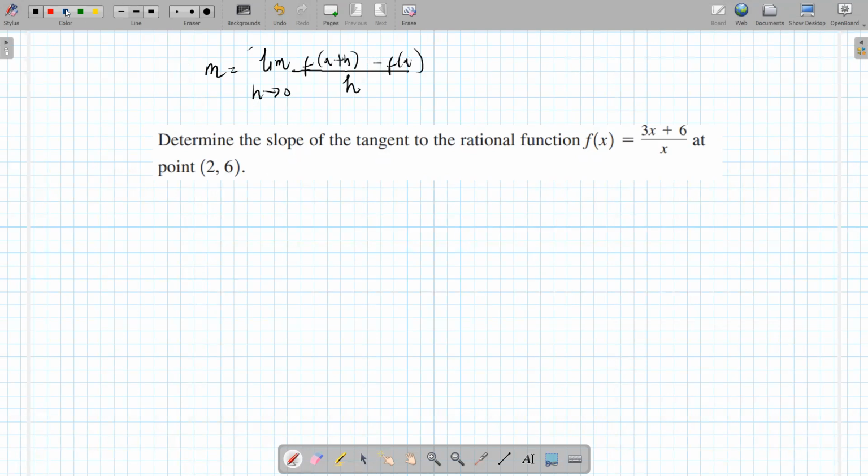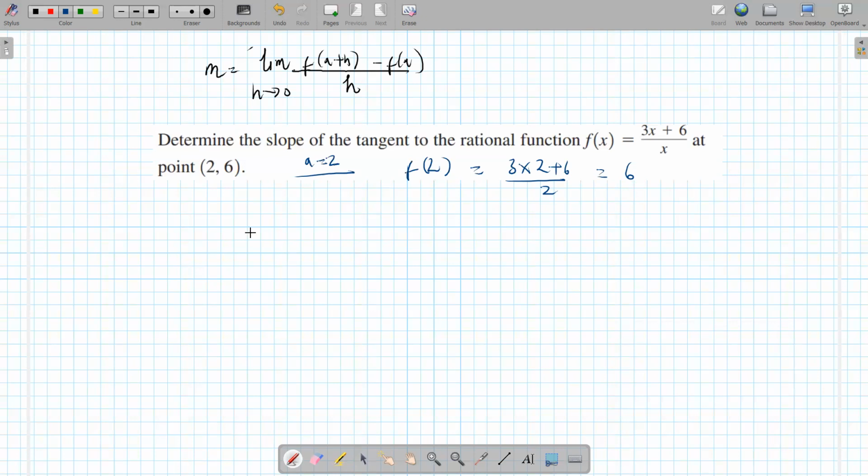So here, let's look at this question. What's our a value? Remember, a value is the x value. You look at the point that they've given you. What's the x value in this point? 2. So your a is 2. A is just the x value. So step 1, find your f of a, which is f of 2. So it becomes 3 times 2 plus 6 over 2. So that's 6 plus 6, 12 over 2. That's a 6.